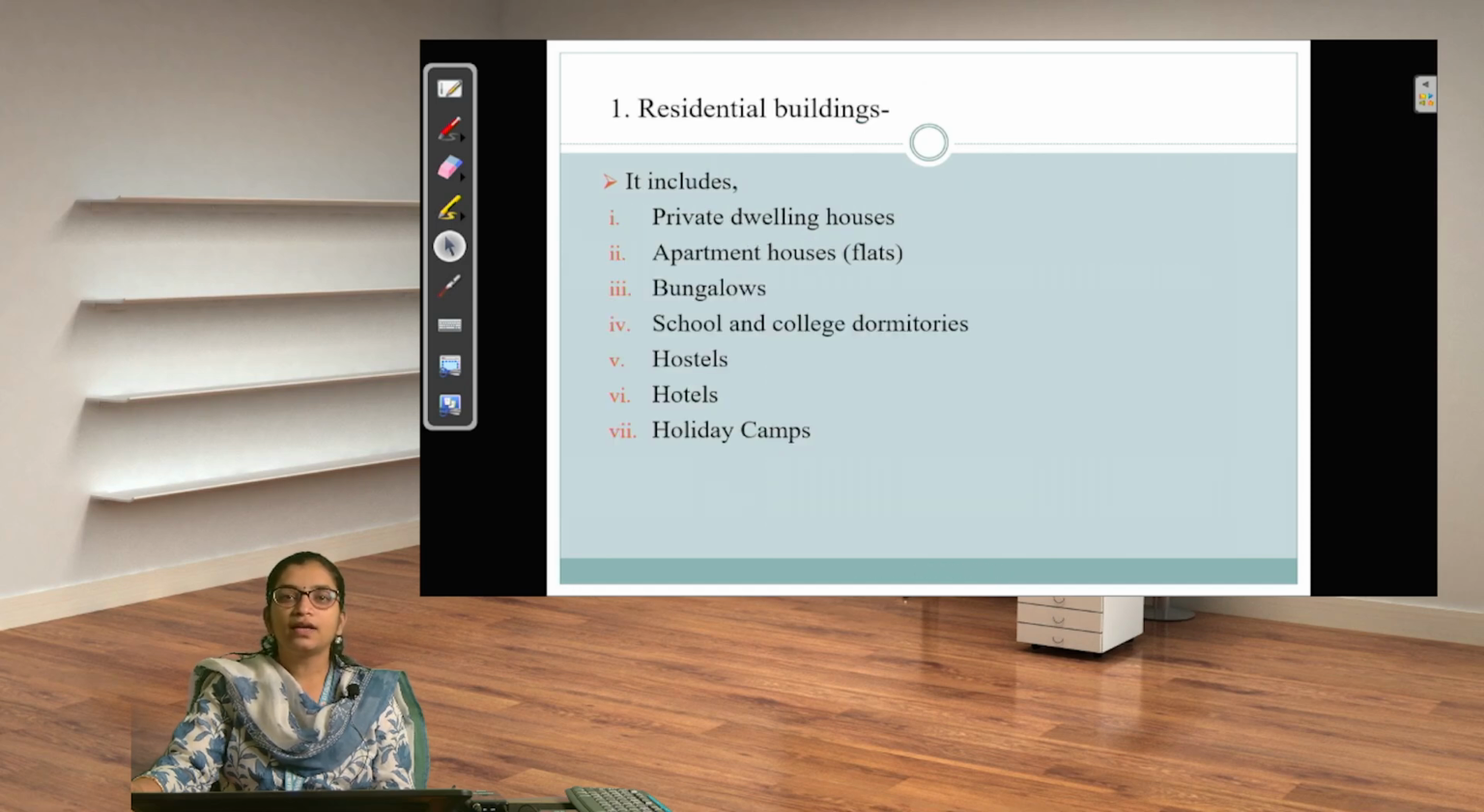In that there are some types we can include: public dwellings or houses, private houses, that is apartments, flat systems. These are also included in the residential building. Bungalows, individual bungalows, it may cover all kinds of bungalows. Schools and colleges where we provide sleeping accommodation for the residents. Then hostels, hotels and holiday camps. These are structures or buildings we consider as residential buildings.